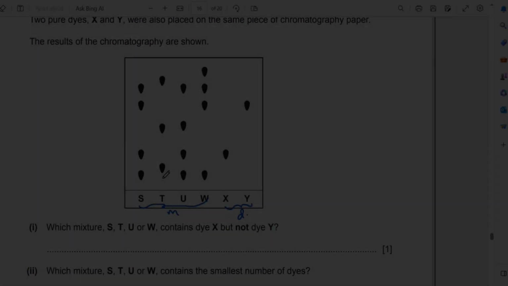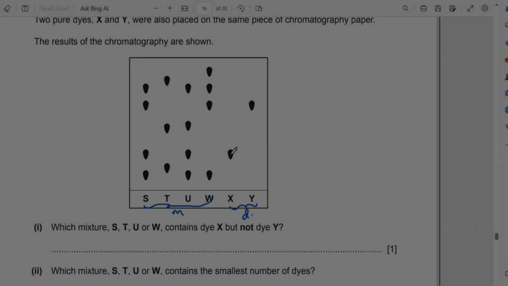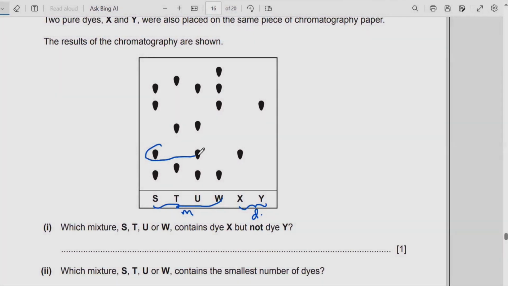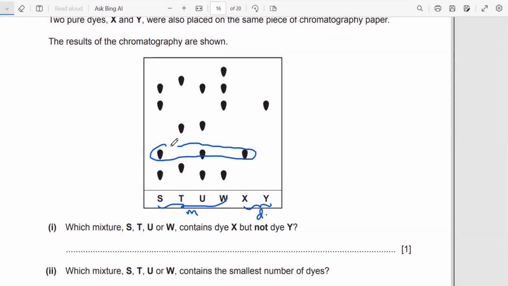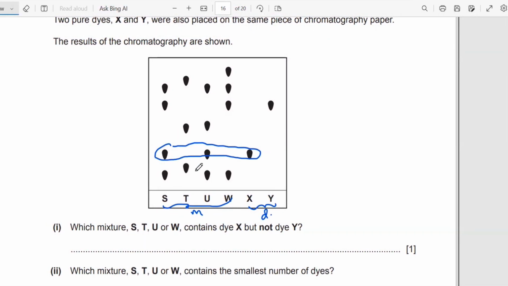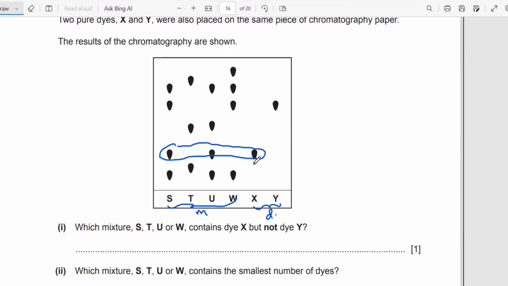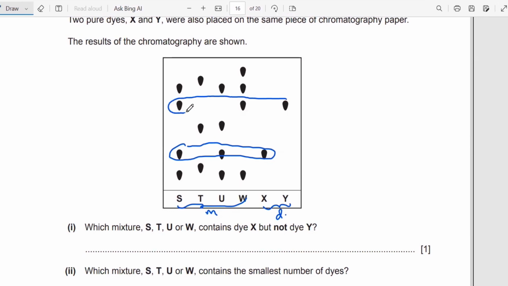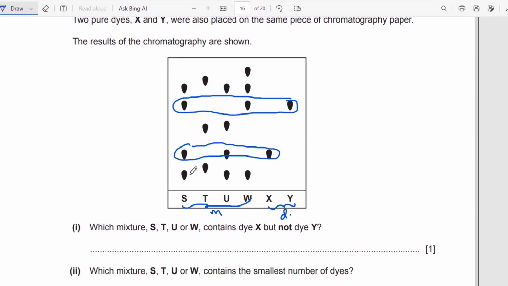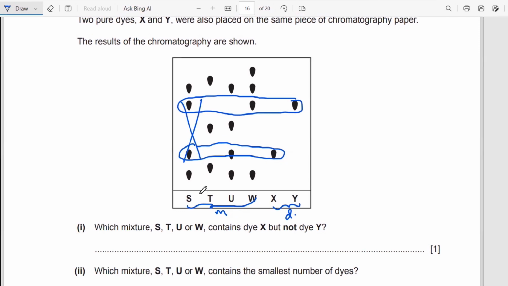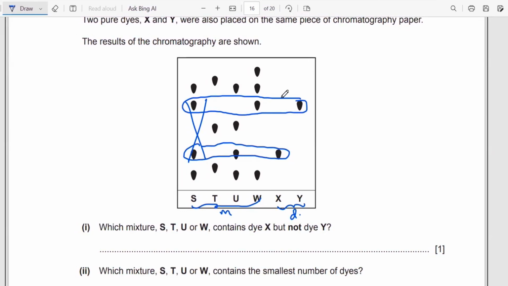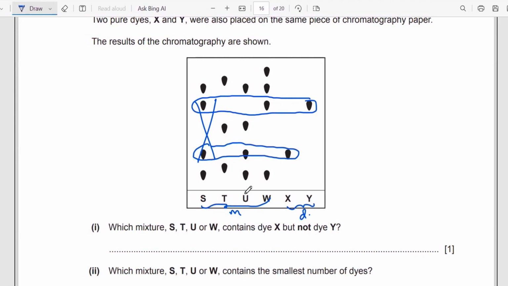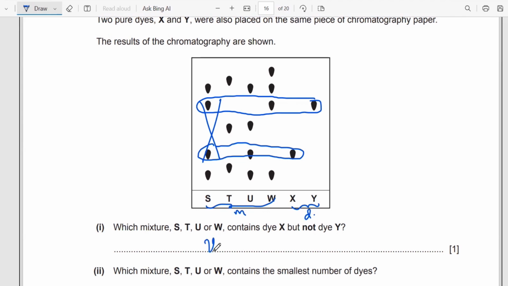Good. So looking at X, you would find that S and U contain X. Can you see that? Good. But you're told that it should contain X, not Y. And where is Y? This is Y. So who contains Y? S again contains Y. So we're not going to take S. But W also has Y, but doesn't have X. So it means your U is the best choice.